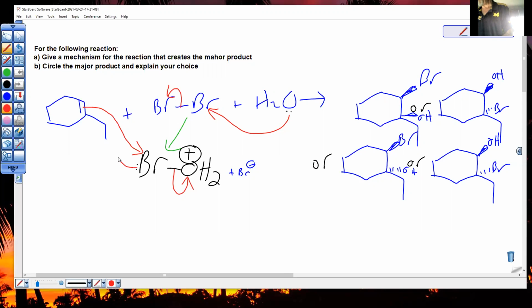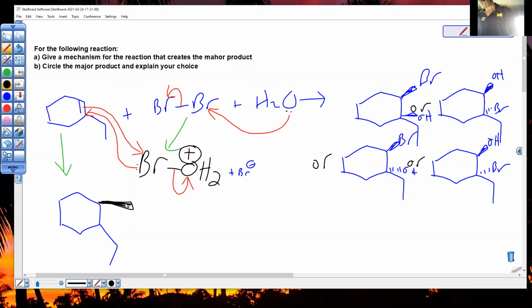As soon as we make our first bond, I can reach over and make a triangle, and it comes back to the more substituted carbon. And we generate this intermediate. It's called a cyclic bromonium. And judging from those products over there, I think the best one for us would be the wedge cyclic bromonium.